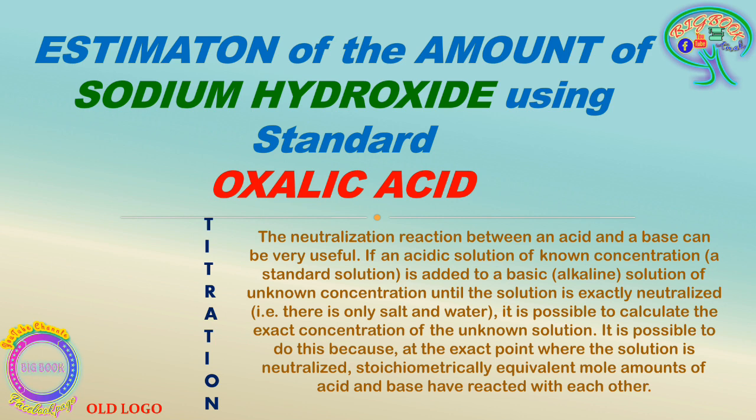Here it's an acid-base reaction. So according to that, titration has been defined. The neutralization reaction between an acid and a base can be very useful. If an acidic solution of known concentration is added to a basic solution of unknown concentration until the solution is exactly neutralized, it is possible to calculate the exact concentration of the unknown solution. It is possible to do this because at the exact point where the solution is neutralized, stoichiometrically equivalent mole amounts of acid and base have reacted with each other.